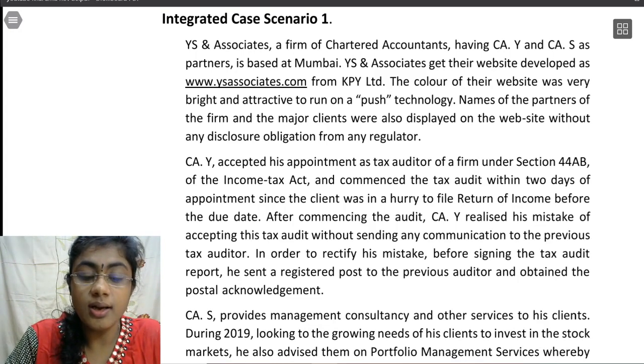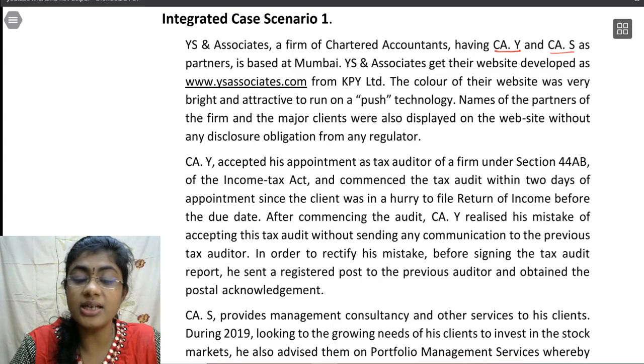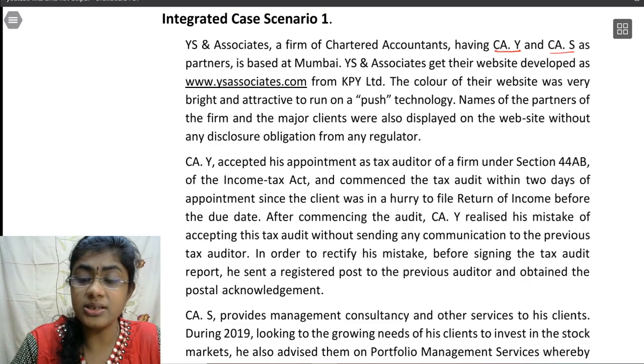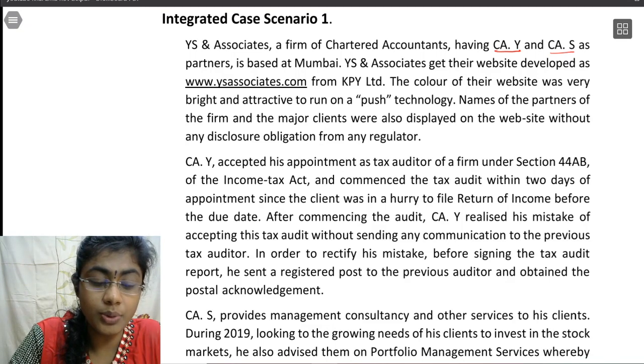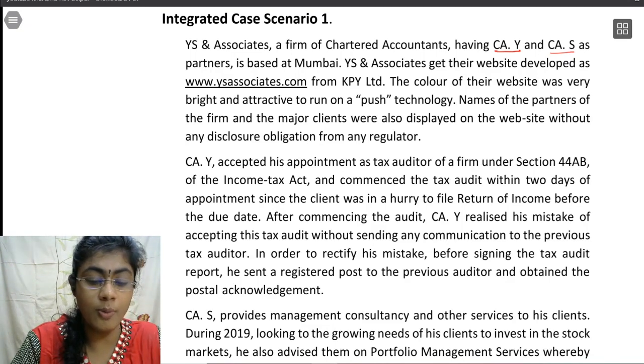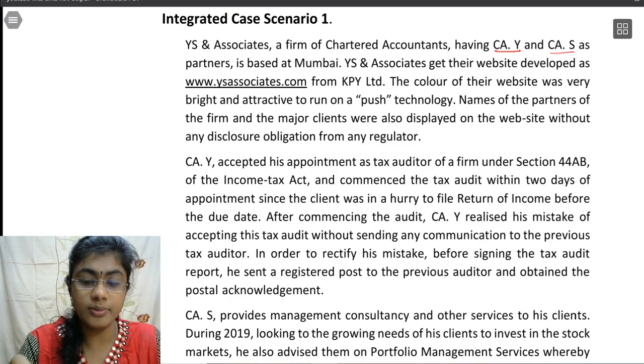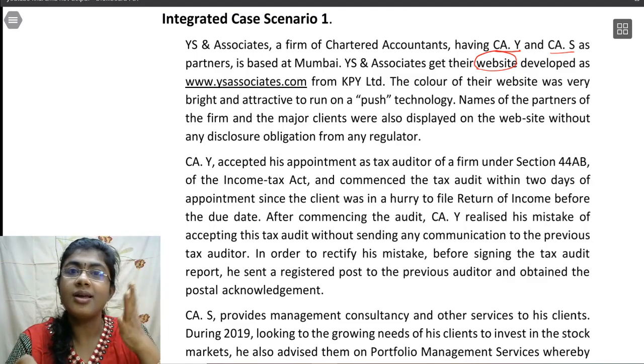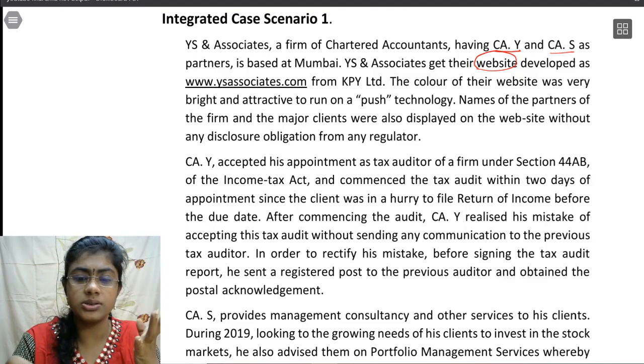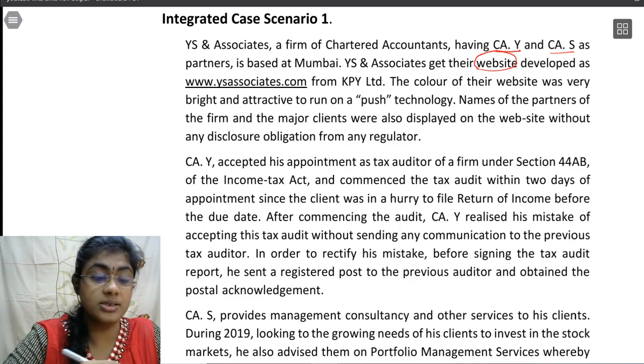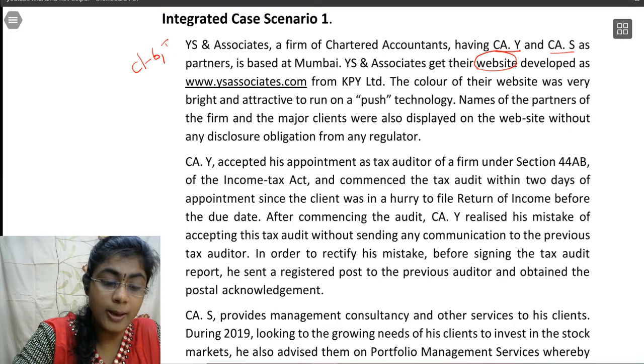Y&S Associates, a firm of chartered accountants having CA Y and CA S as the partners, is based at Mumbai. Y&S Associates get their website developed as www.ysassociates.com from KPY Limited. Okay, so something related to a website. When we hear website, you will be remembering the ethics clause. Which clause? Website. It is clause 6, Part 1 of the First Schedule.